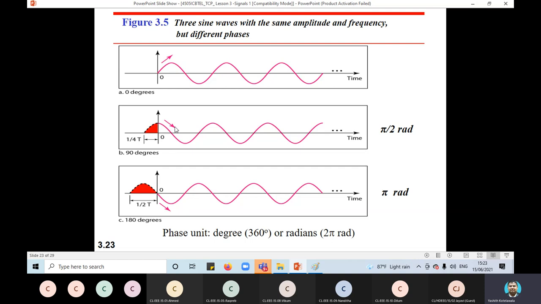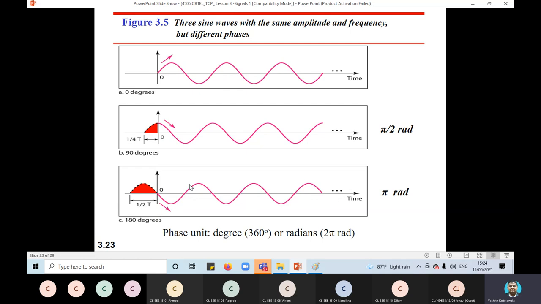In the second graph, when time is equal to zero, what has happened? A quarter cycle of the wave shape, a quarter of the period, has been shifted. So at the starting point we have an angular value, and the voltage is at its peak. When time is equal to zero, the voltage is equal to the peak value. So this is 90 degrees, or pi divided by 2 in radians. 180 degrees divided by 2 is 90 degrees, so the phase angle is 90 degrees.